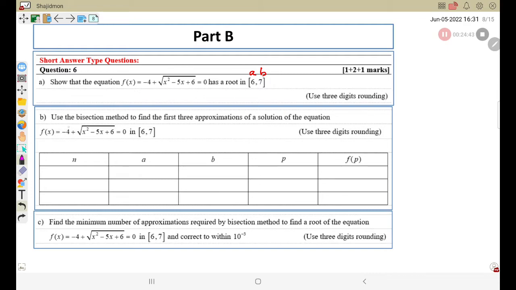Now B part: use the bisection method, find the first three approximations of the solutions of the equation. So the first part we did, first we checked the location, correct or not, correct?